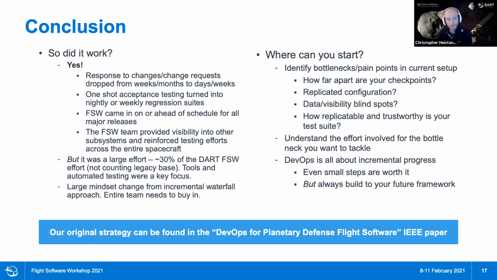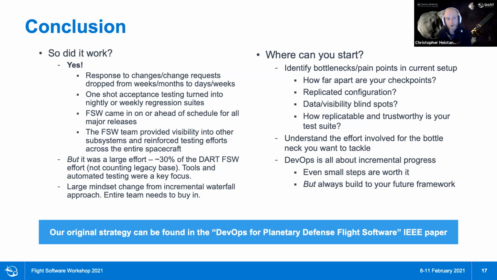So where can you start? Identify the bottlenecks in your current setup. So how far apart are your checkpoints? Are your checkpoints involving multiple different pieces of state change that you should be testing individually? How replicated is your configuration? Can you consolidate data into a single magic number that's propagated? What are your blind spots from a visibility perspective? And how do you create a replicable and trustworthy test suite?